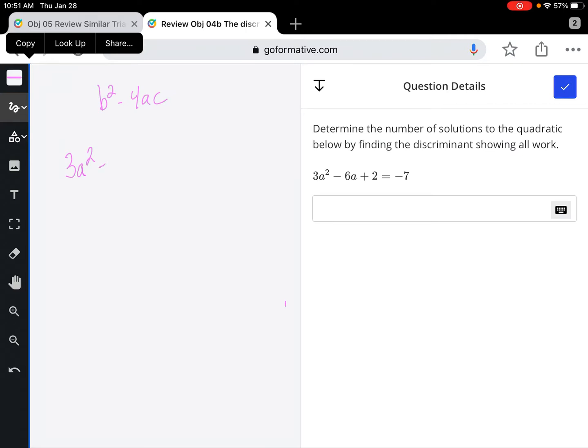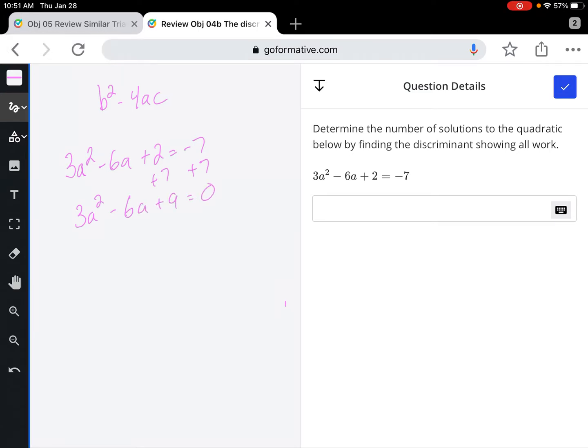The first thing you always have to do, so this is 3a squared minus 6a plus 2 equals negative 7, is make sure that your quadratic is set equal to 0. Whether it's the quadratic formula or this right here, you always have to set it equal to 0. Then you determine what a is, what b is, and what c is. In this case, a is 3, b is equal to negative 6, and c is equal to 9.